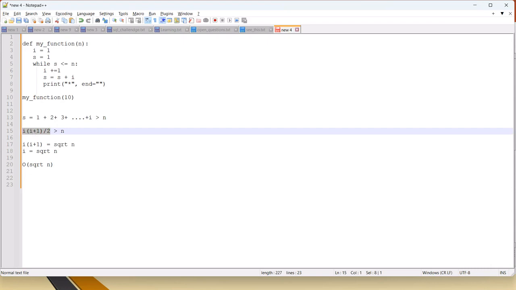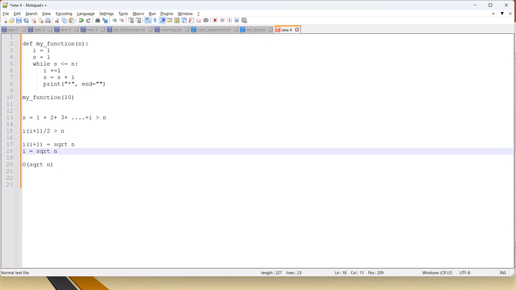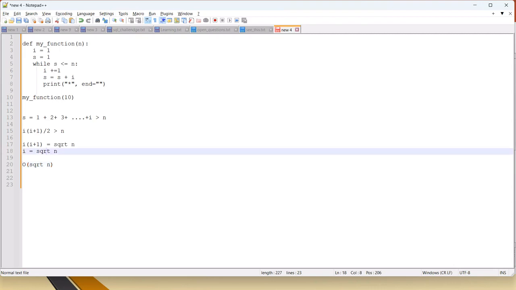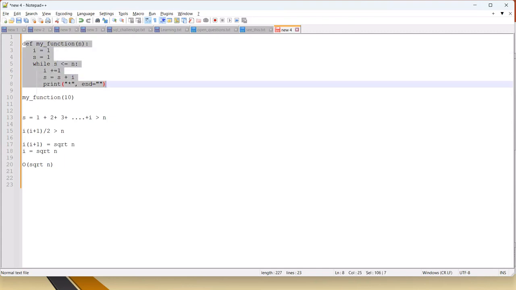So from there, when you send this 2 to the right side, it becomes the square root of n, and I equals that. If you ignore the constants, as we saw yesterday, it becomes the square root of n. Finally, the complexity is order of square root of n. Now this is the complexity of this particular piece of code.